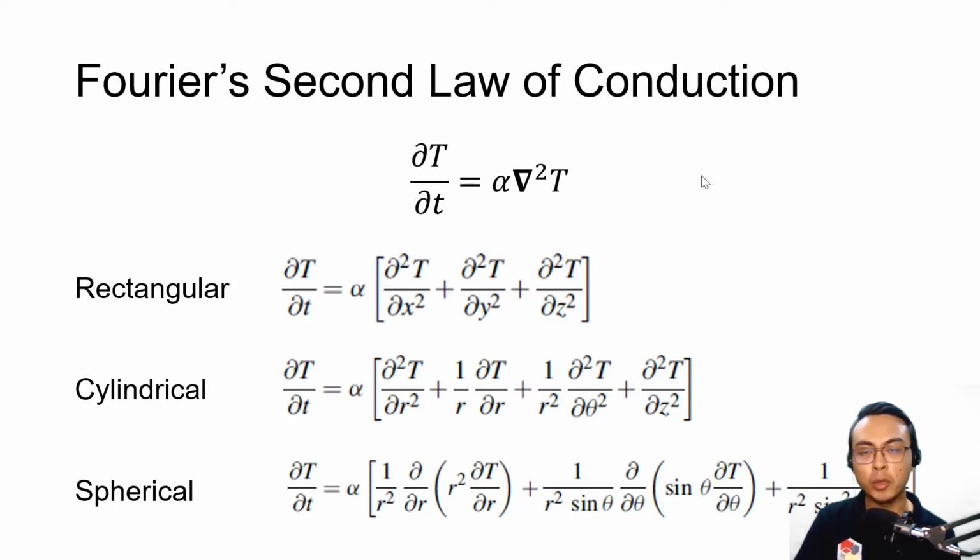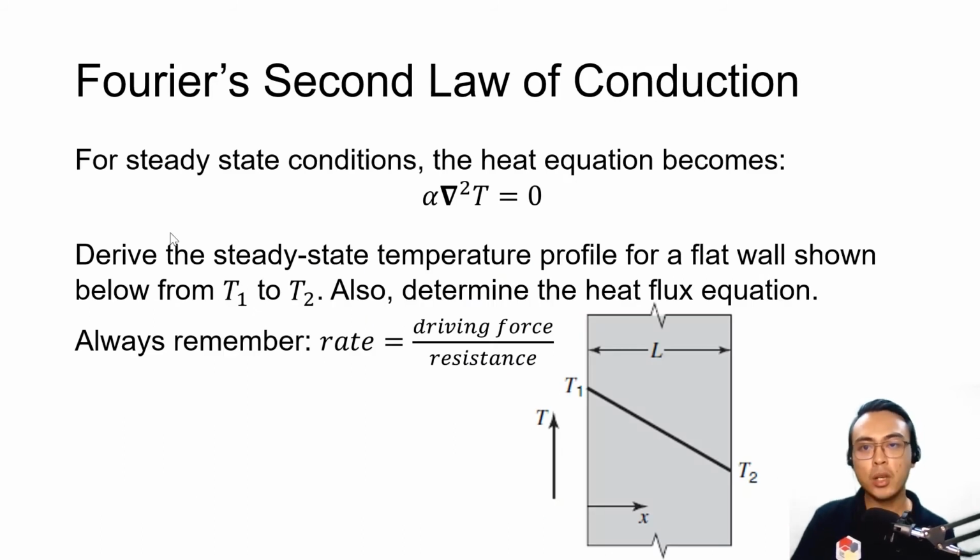Just like what we did with momentum transfer, wherein we derived velocity profiles, in here we can also derive temperature profiles of materials. Let's start with this one. For steady-state conditions, the general heat equation becomes alpha, or thermal diffusivity, multiplied by the Laplacian of temperature is equal to 0 because the time derivative of temperature would be equal to 0 for steady-state conditions. We want to derive the steady-state temperature profile for a flat wall, as shown here, from T1 to T2. Also determine the heat flux equation.